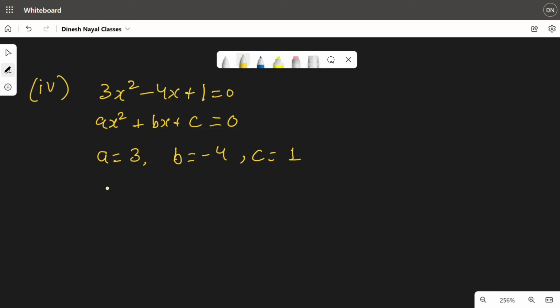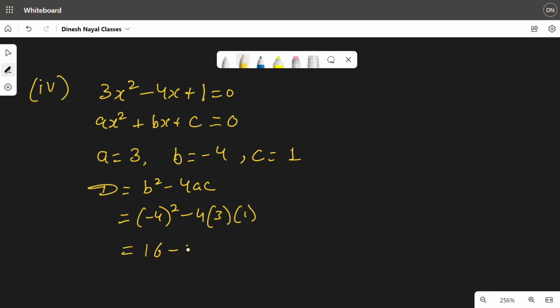So the discriminant D is b square minus 4ac. Now substituting the value, this will be minus 4 whole square minus 4 into 3 into 1. So minus 4 whole square will be 16, minus 12, which is 4, which is greater than 0. Hence the roots are real and distinct.